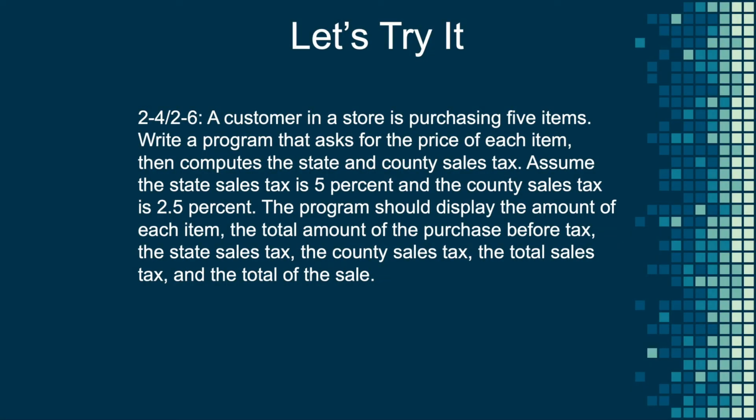All right, so let's go ahead and try this here. What this problem says, it's 2-4 and 2-6. I sort of put them together. And it says a customer in a store is purchasing 5 items. And what we want to do is write a program that asks for the price of each item, then computes the state and county sales tax. And we want to assume the state sales tax is 5% and the county sales tax is 2.5%. The program should then display the amount of each item, the total amount of the purchase before tax, the state sales tax, the county sales tax, the total sales tax, and the total of the sale.